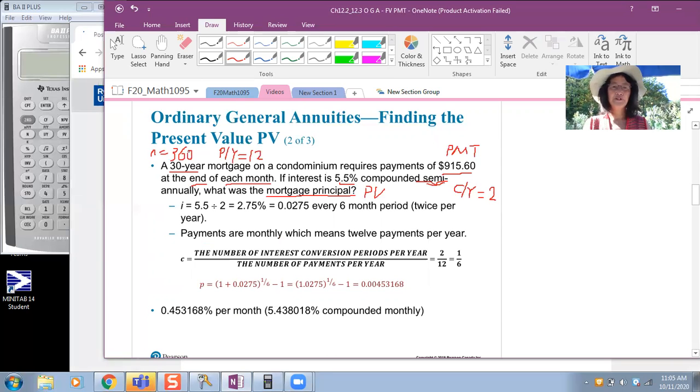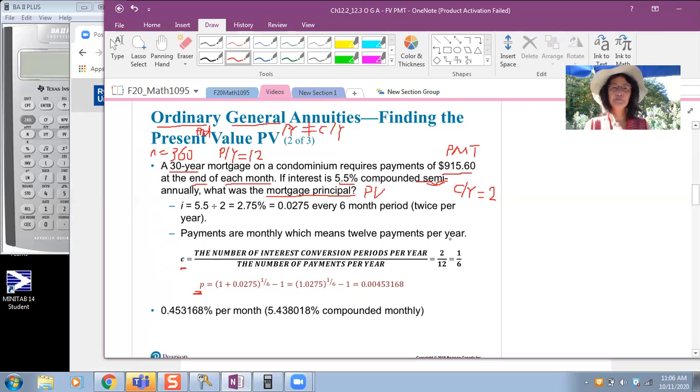Again, this question asks you, what is the present value of an ordinary general annuity? Remember, ordinary means payment is made at the end of the period. General means PY is not equal to CY. So first, we'll consider the formula method. In order to use the formula method, you need to calculate the equivalent rate per payment period P. And to calculate P, you need C, the number of interest compounding periods per payment interval.